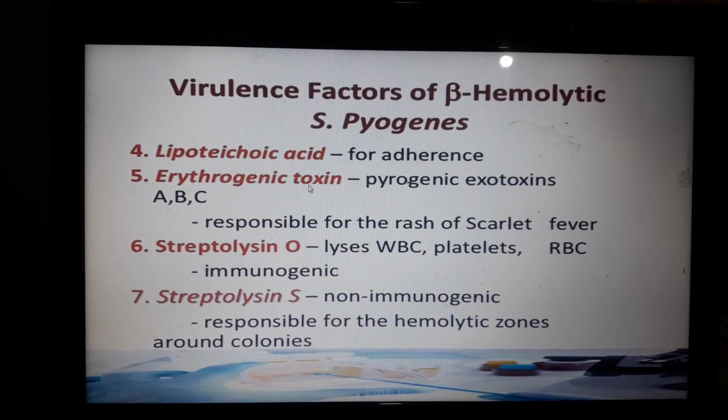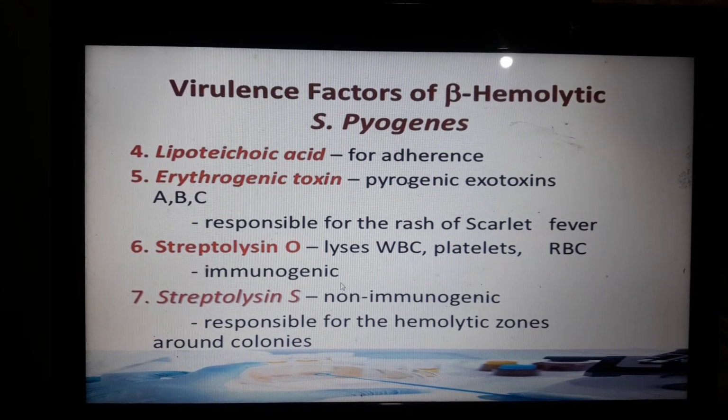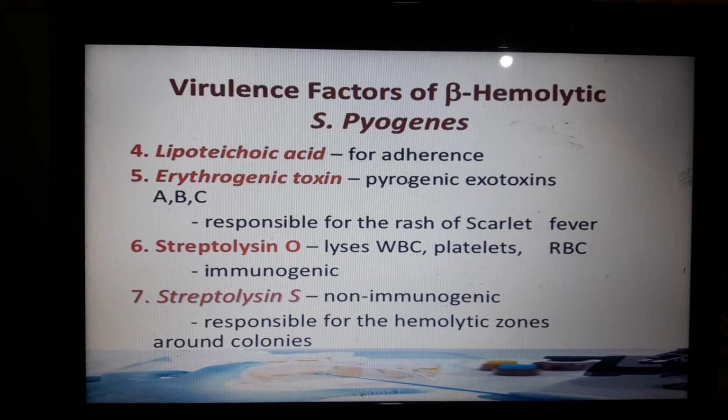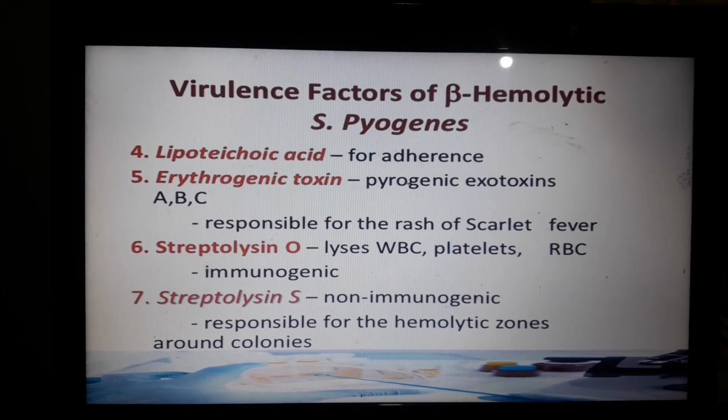Erythrogenic toxin is pyrogenic; this is the cause of the rashes in scarlet fever. Once rashes appear, that is usually in response to the erythrocytes or RBCs. Streptolysin O lyses WBCs, platelets, and RBCs, and is immunogenic, so it will produce an immune response. It provokes the immune response and is responsible for the hemolytic zone around colonies.